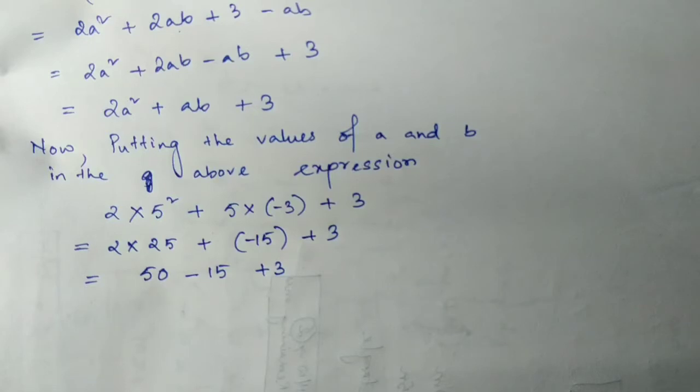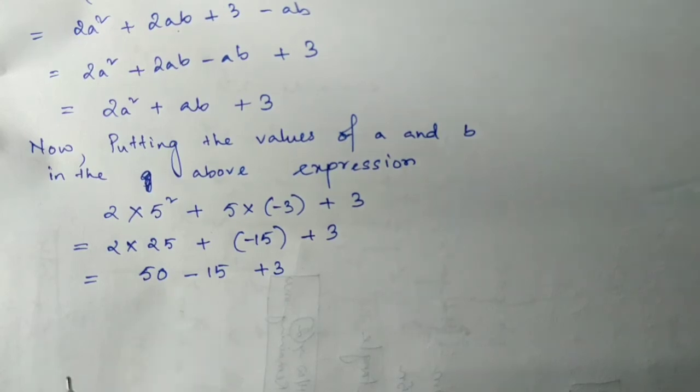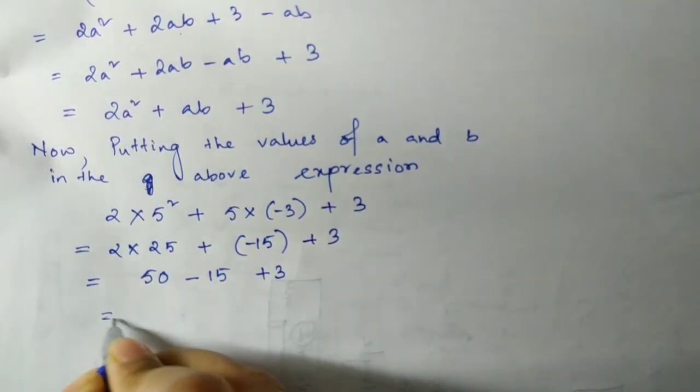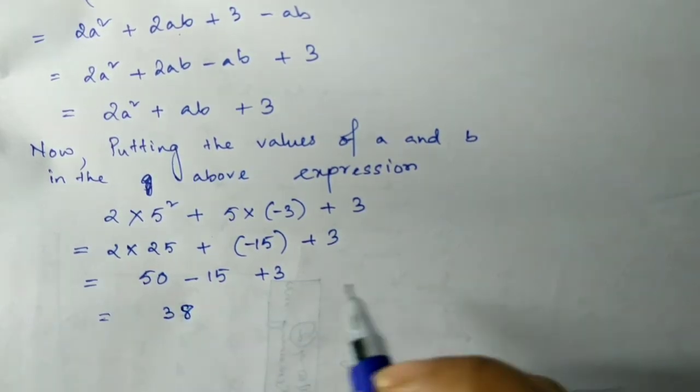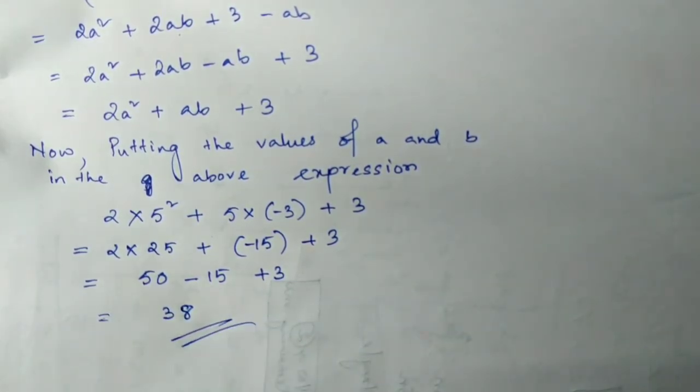So let's solve this one. So 50 minus 15, 35 plus 3 is equal to 38, and this is your solution. So I hope you have understood. Whenever an expression is given, you have to simplify it and put the given values of a, b or x, whatever unknown values are given.